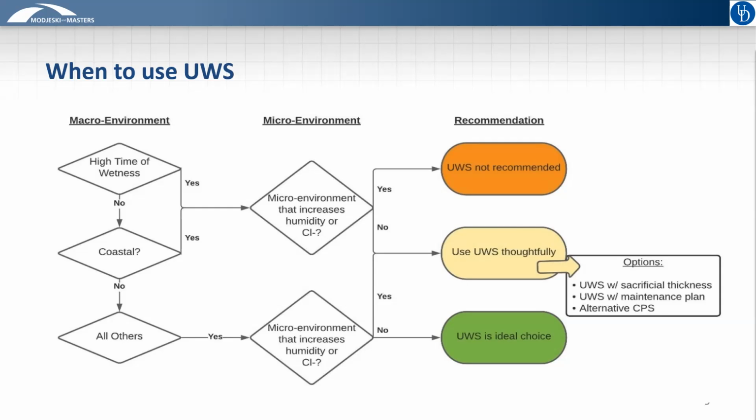The other main idea I want to emphasize here is that we have two main concepts of macro environment and micro environment, and that a key consideration that's relatively novel in the updated guidance is how these two labels interact to affect the performance of uncoated weathering steel.